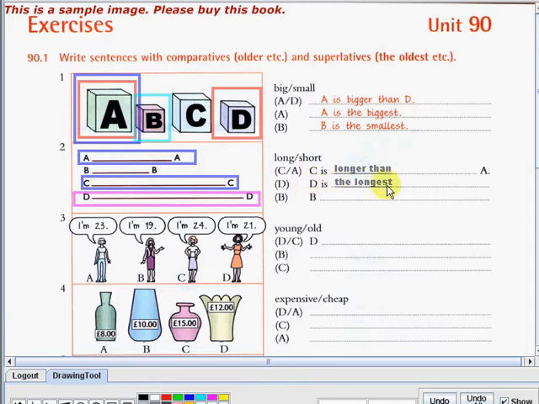How about the next sentence? What is your answer? Perfect. B is the shortest. Okay, don't forget that, okay? We used the comparative word longer and superlatives like longest and shortest. Now let's proceed to number 3.